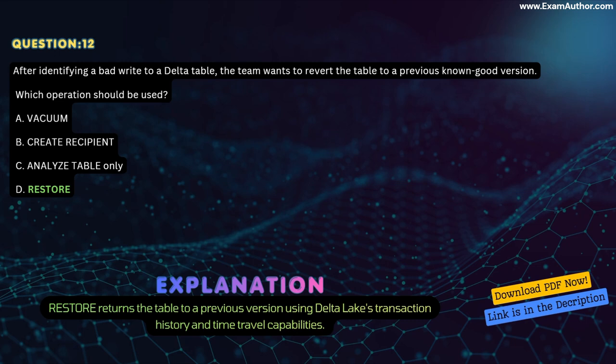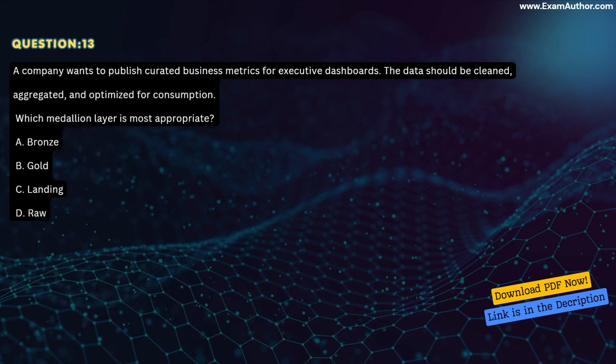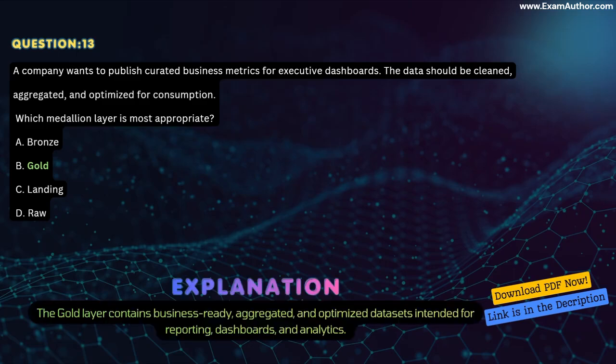Question 13. A company wants to publish curated business metrics for executive dashboards. The data should be cleaned, aggregated, and optimized for consumption. Which medallion layer is most appropriate? A. Bronze. B. Gold. C. Landing. D. Raw. Correct answer: B. Gold. Explanation: the gold layer contains business-ready, aggregated, and optimized datasets intended for reporting, dashboards, and analytics.